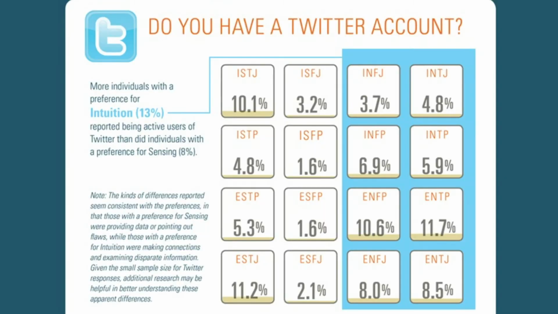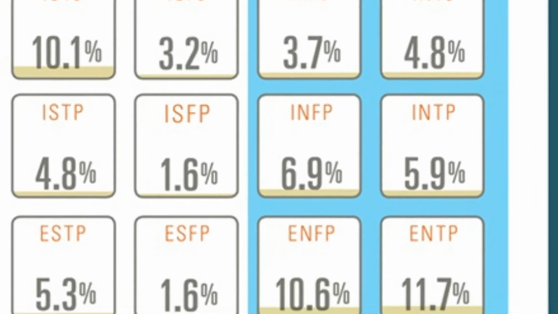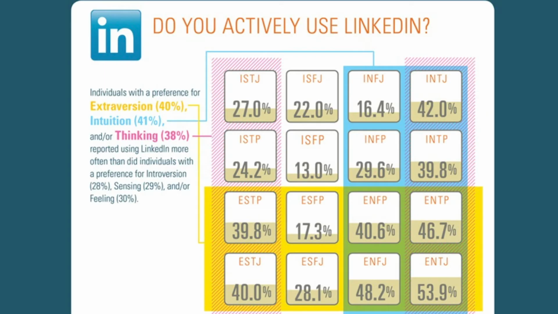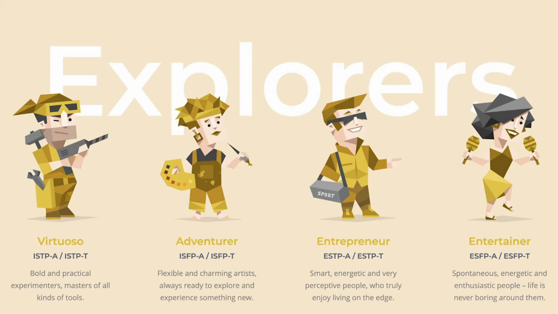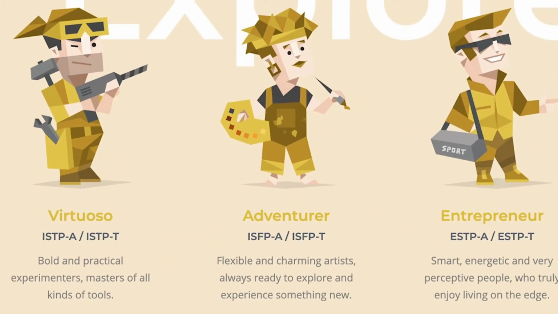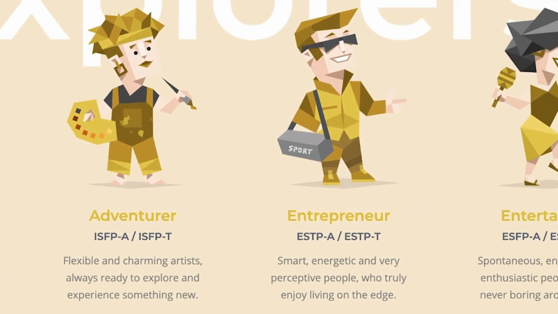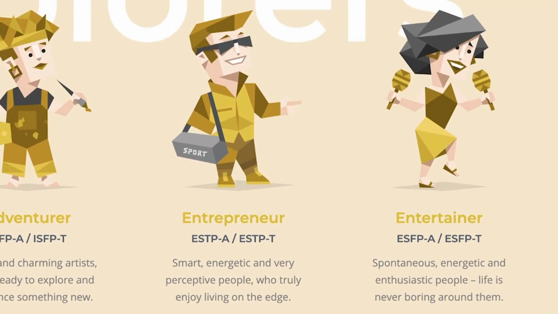Albert Einstein is one of the most famous people who belongs to this group. And according to the study from the Myers-Briggs Type and Social Media Report, this group of people are more active on Twitter and LinkedIn than other personality types. Next, we move on to Pinterest, the explorers, or I prefer to call them artisans, as they usually have very strong hands-on ability. This group includes ISTP, ISFP, ESTP, ESFP, and they are Pinterest type of people.